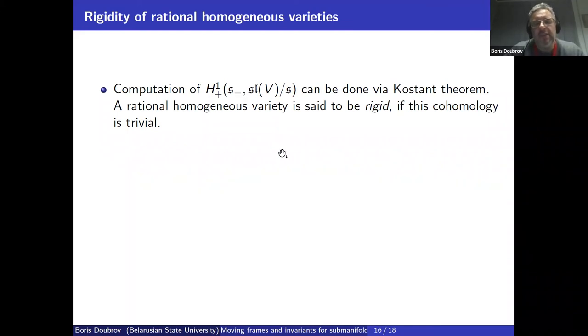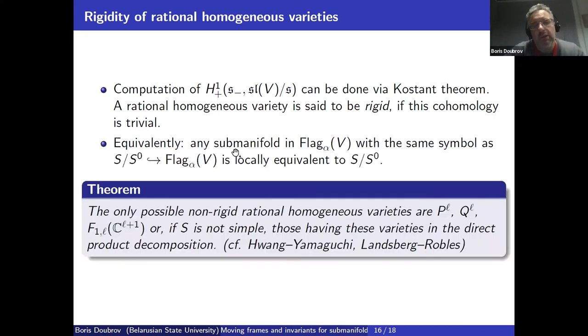So we say that the rational homogeneous variety is rigid if this cohomology is trivial. In particular, if this cohomology is trivial, then all fundamental invariants are automatically vanishing. This is equivalent to saying that any submanifold in this flag variety with the same symbol as S by zero is locally equivalent to S by zero itself. So there is no way to deform S by zero preserving the symbol. This is what it says.